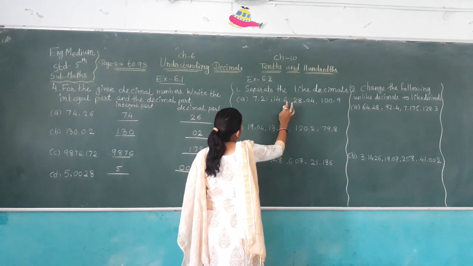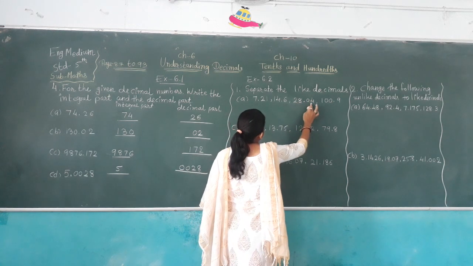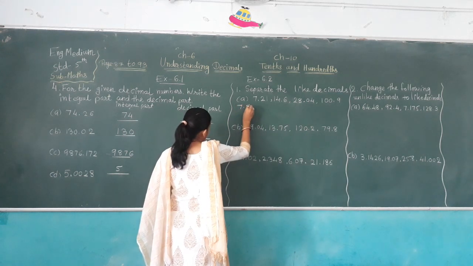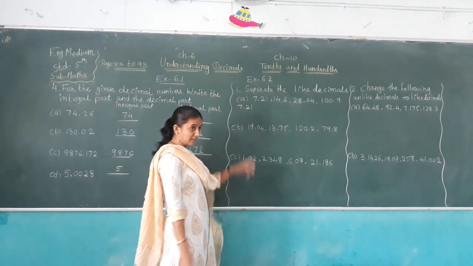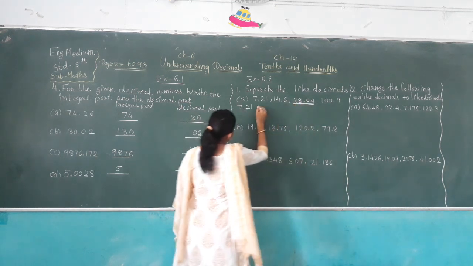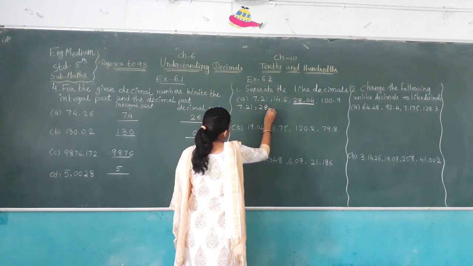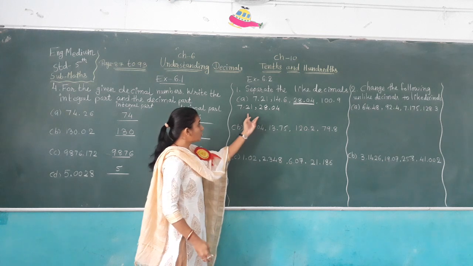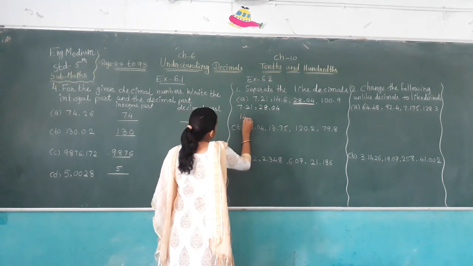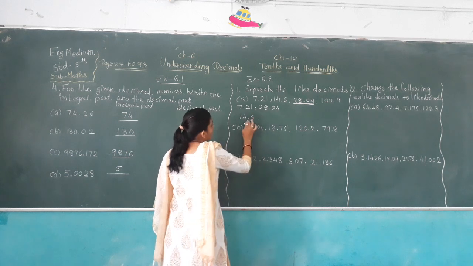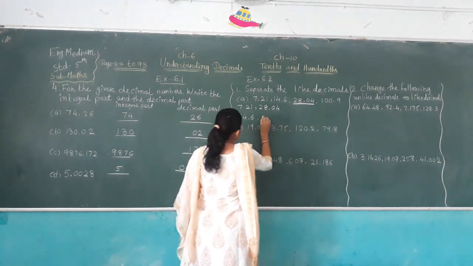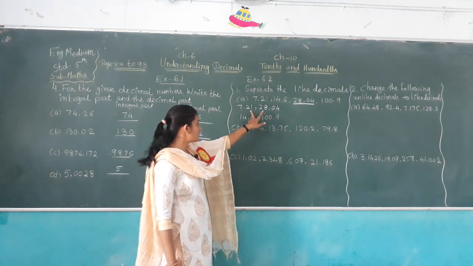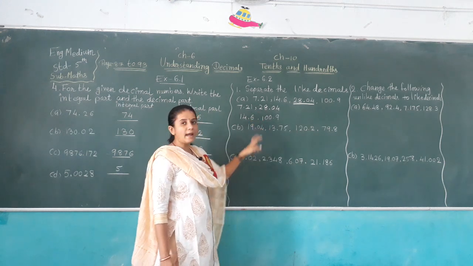First: 7.21, 14.6, 28.04, 100.9. 7.21, after the point here there are 2 digits. So find another one: 28.04. Both are like decimals. Another one: 14.6, after the point here 1 digit, and 100.9. These both are like decimals, and these both are like decimals.